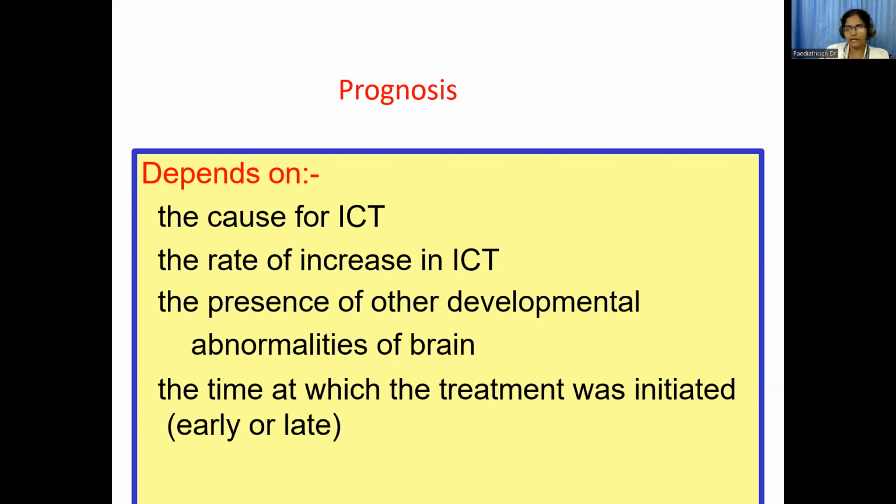Now coming to the prognosis. Prognosis entirely depends on the cause of the hydrocephalus or raised ICT, and the rate at which it rises. If it is rapidly progressive, the prognosis is not that good, and also the presence of other developmental abnormalities like associated brain anomalies or any other malformations. And the time at which the treatment is initiated. If it is diagnosed early and treated early, then the prognosis is always better.